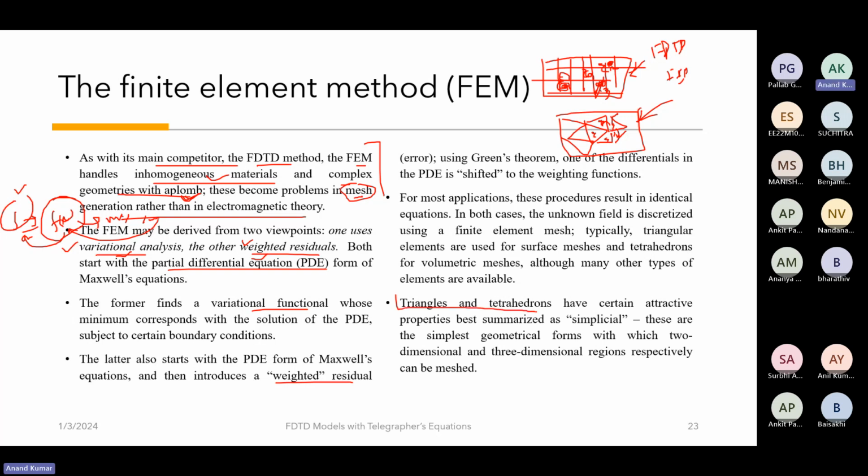And yeah, the tetrahedrons or the triangles are the most popular way to mesh the simulation space because they are very simple. Triangles have just three edges and they can be used to accommodate any structure. For example, this is the structure. You can easily have triangles which can model this as well. But if you have to use squares, you will have unfilled areas, and then you have to do more approximations in FDTD. But in the case of MOM or FEM, the triangles will just fill all these spaces.